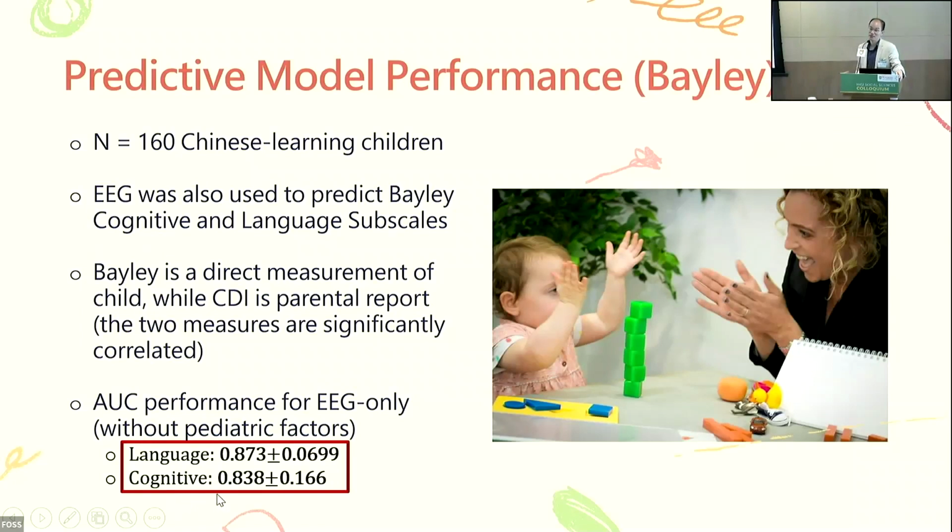Our AUC is still pretty good. It's 87% and 83%. So language is better than cognition, but it's still pretty good. It's in the clinically useful realm.